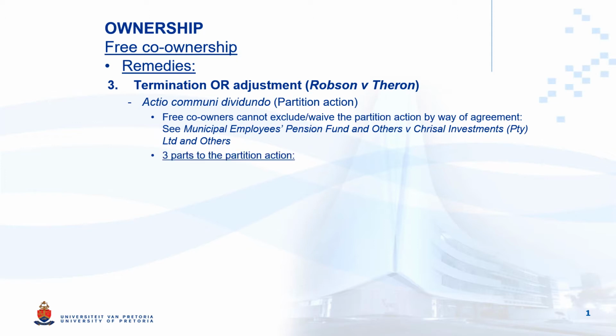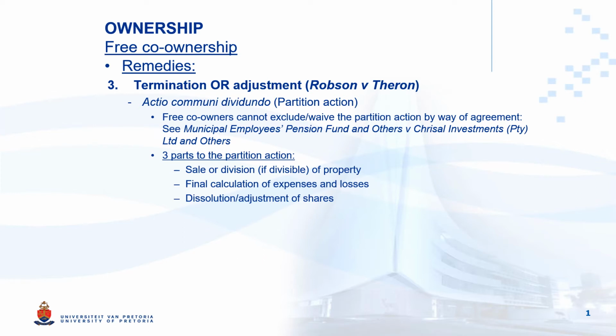Now, the result of the partition action can be described as being threefold. First of all, it will consist of an order for the property to be sold or divided if dissolution, in other words, termination, is requested by the co-owners. It also then includes the drawing up of a final account of expenses and losses, and these expenses and losses obviously will have to be addressed before the termination or dissolution of the co-ownership can be made final or can come into effect. And then an order for the dissolution, in other words, termination of the co-ownership relationship, or order for the adjustment of shares depending on what the co-owners asked for in terms of the actio communi dividendo.